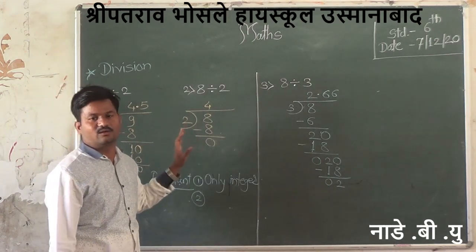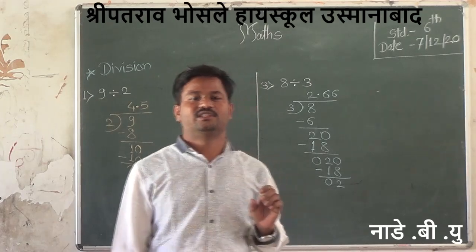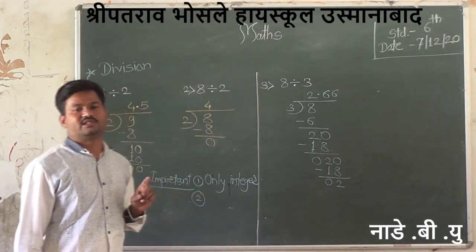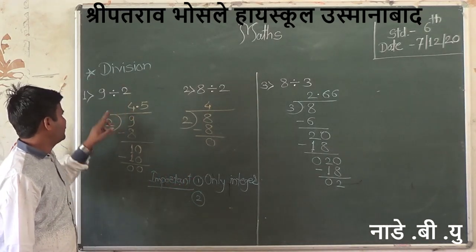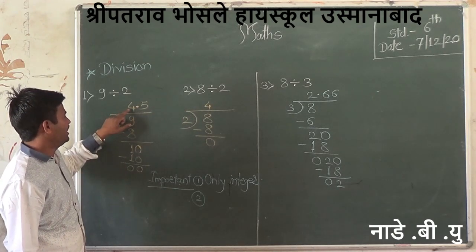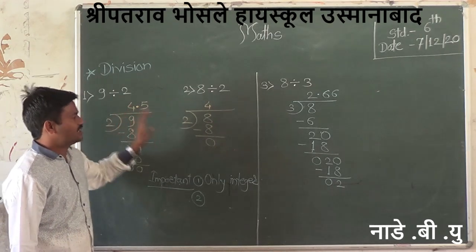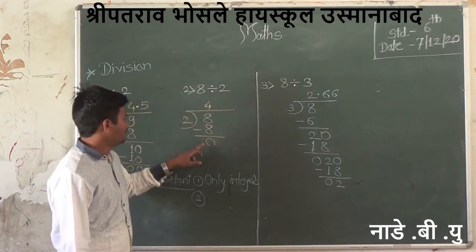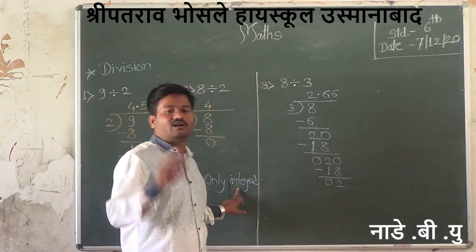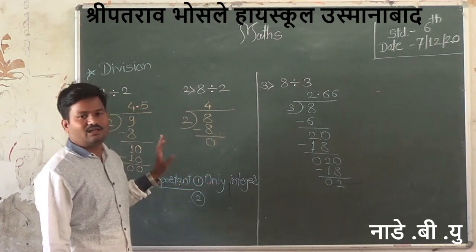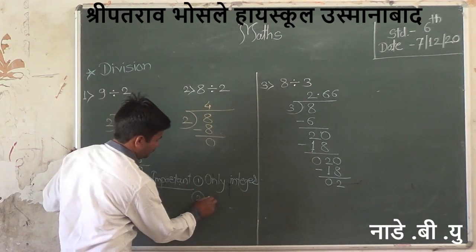Here the remainder is 0. You know, when the remainder is 0, the division is called a complete division. There are 2 types of complete division where the remainder is 0. In the first example, the remainder is 0 and the quotient is an integer with a decimal fraction. And the second type of complete division is where the remainder is 0 and the quotient is only an integer, not a decimal fraction. Here the remainder is 0.